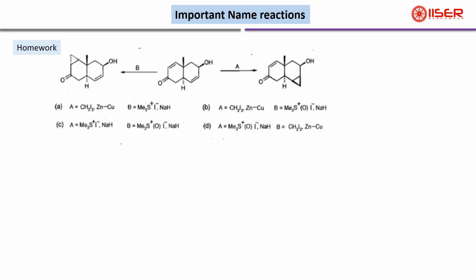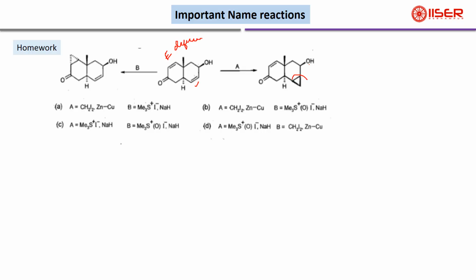What will be the product if you add A? If you add B, what will be our product? They have given the product, you have to determine the reagent. By using A, there is cyclopropanation of this double bond. If you add B, there is cyclopropanation of this double bond, that is the alpha beta unsaturated double bond. This is an electron deficient double bond.